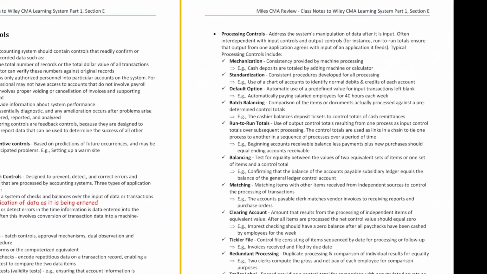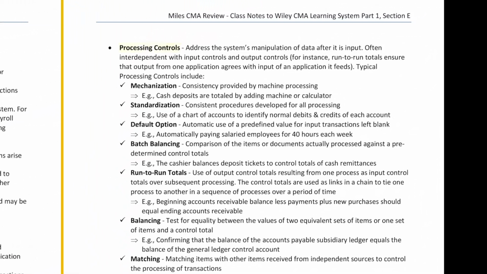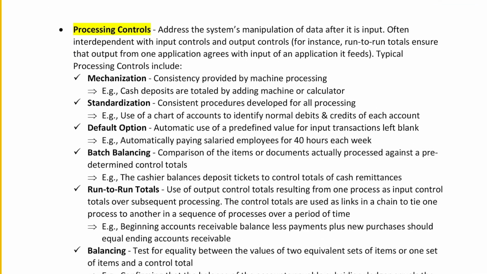On page 33, you highlight processing controls, which address the system's manipulation of data after it is input. Now the processing controls are often interdependent with input controls and output controls. And there are a lot of processing controls in here that you can read on your own.